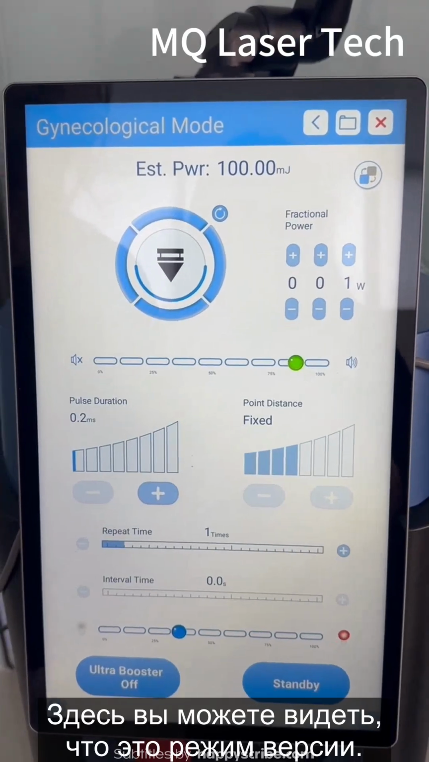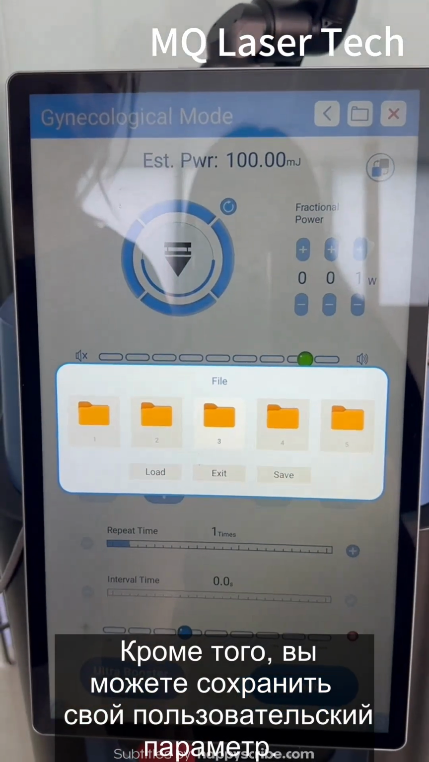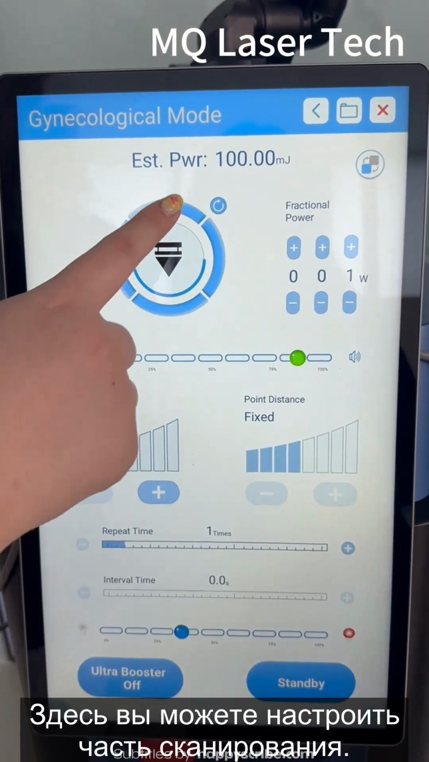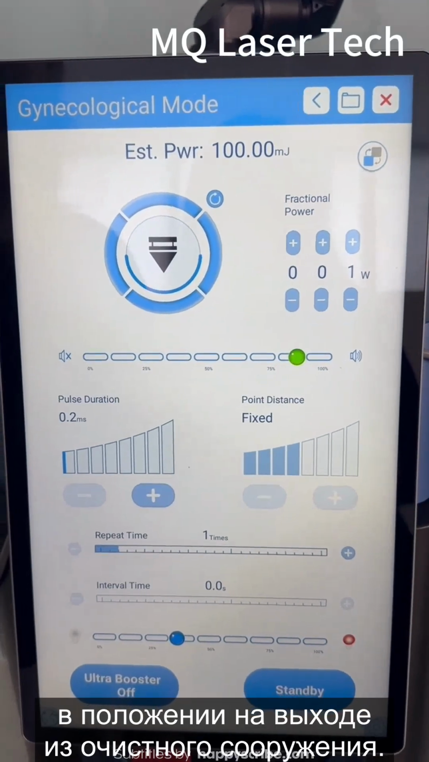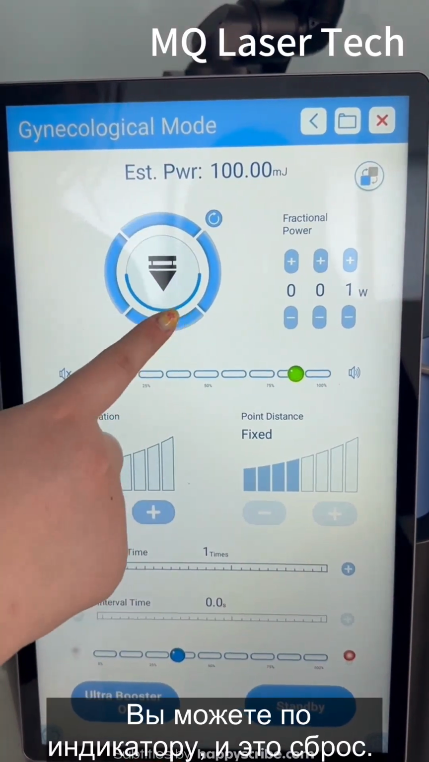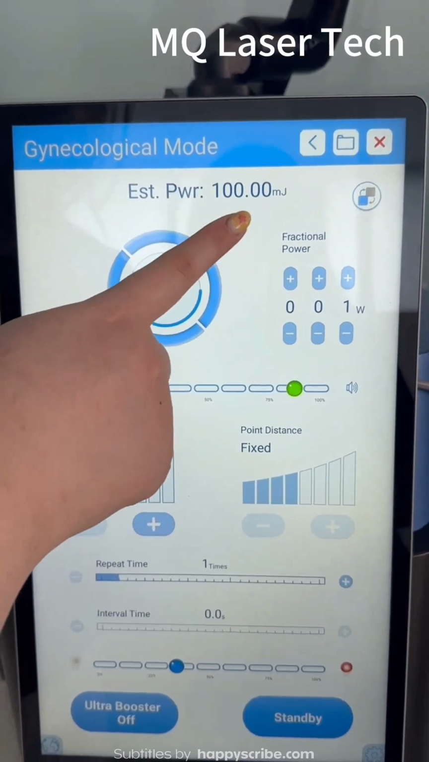Here you can see, this is the vaginal mode. Also, you can store your custom parameters. And here, you can adjust the scanning pattern position at the outlet of the treatment handpiece. You can follow the indicator light, and this one is the reset.